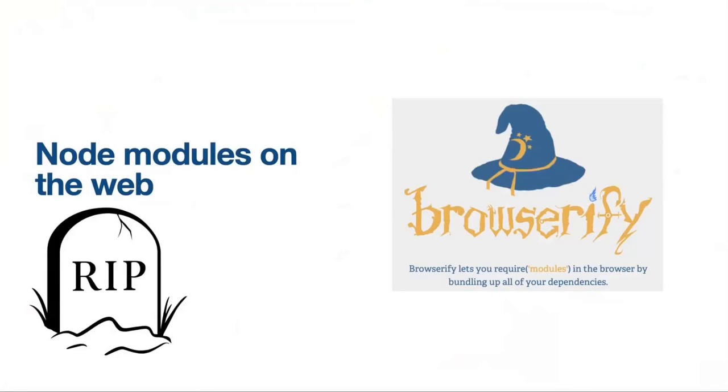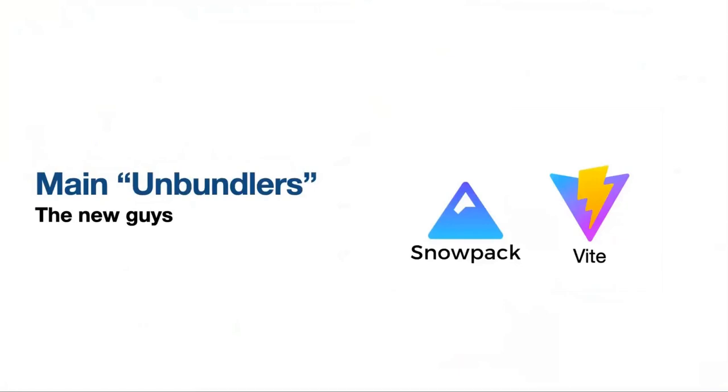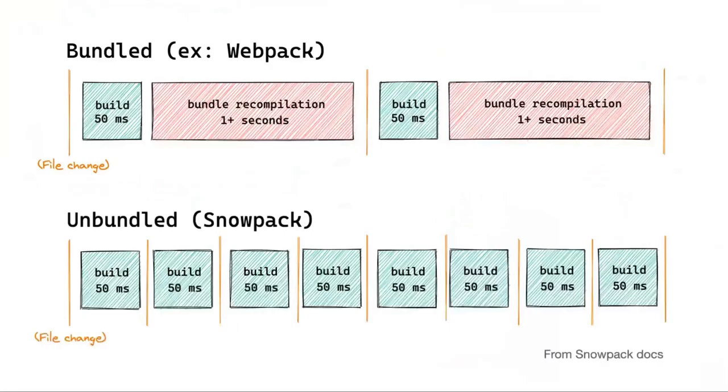So what is this unbundled development? Those are the most prominent tools nowadays, Snowpack and Vite. So they use a different strategy for development, but they still hang on the bundler's power for production. So you can see the difference right here. I took this picture from the Snowpack docs.